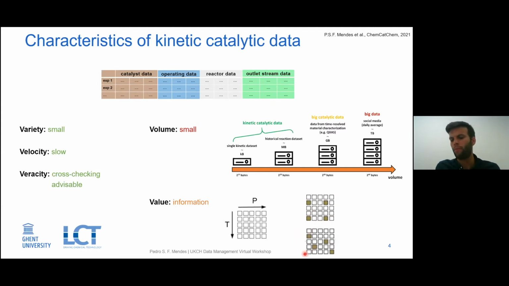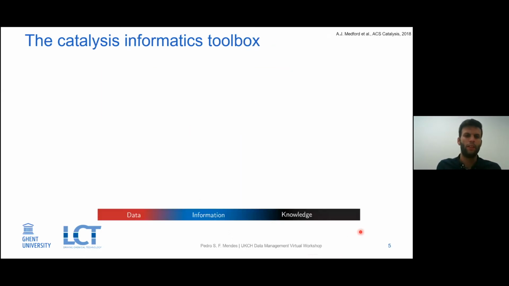While if you have some knowledge of your system, you maybe just target specific points in which you will get most of the information you need. So information can be quite variable, and it's a parameter we need to take into account when exploring data in catalysis.